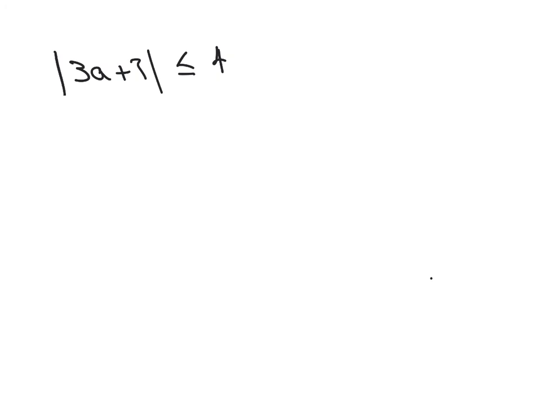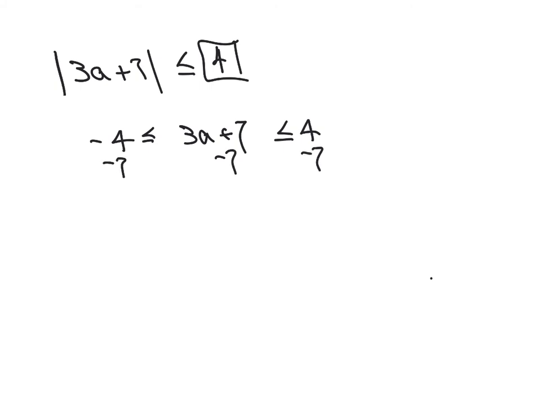So we can write this relationship just like we did in example 1, but we don't have to do any explanation. We just take this and make it negative and make it positive, make less than or equal to signs, and put 3a plus 7 in here. So when we do it that way, we take off the absolute value signs and we just solve. So we're going to subtract 7. So we've got negative 11 is less than or equal to 3a, which is less than or equal to negative 3.